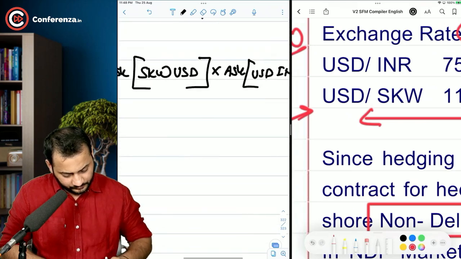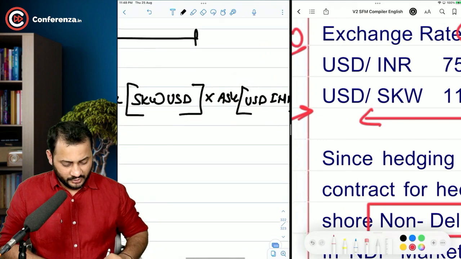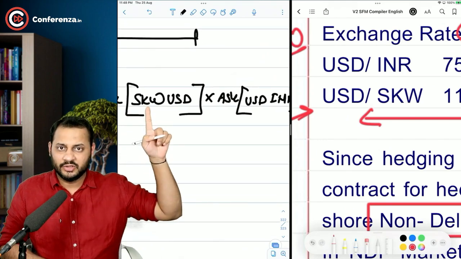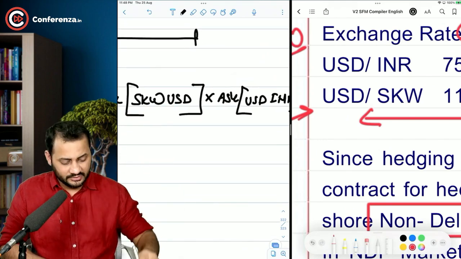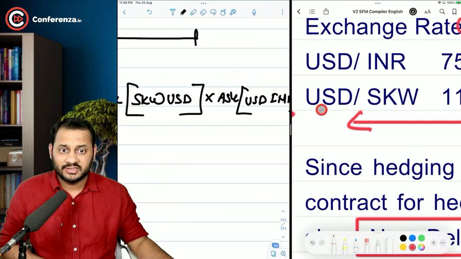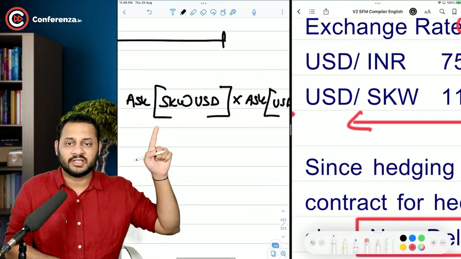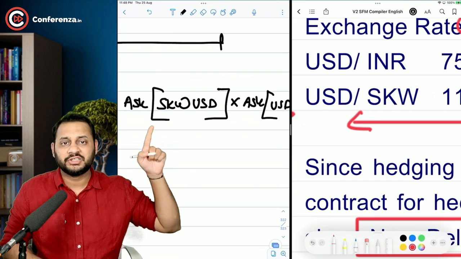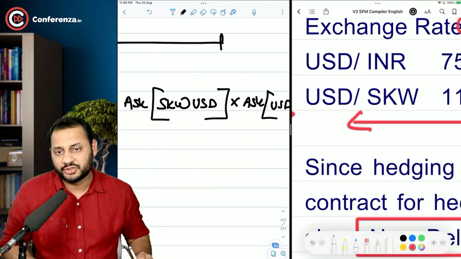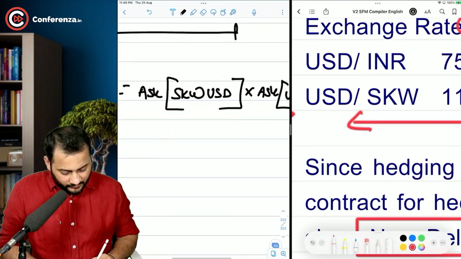So the first rate you need is SKW USD. You need a quote where SKW is the base currency and USD is the price currency, but the same is not given here. You can clearly see USD is the base currency as compared to SKW. So what do we have to do? We have to reverse this quote in order to match what is given in the question.